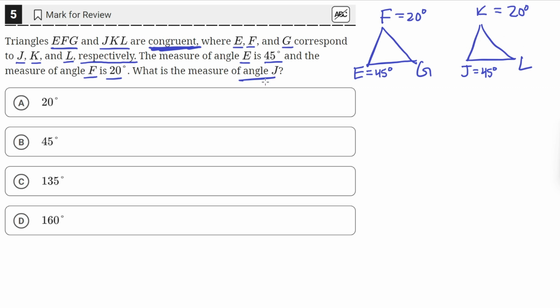So we need to find the measure of angle J. And we're told that angle E corresponds to angle J because EFG correspond to JKL. So we know that E is 45 degrees, so that must mean that J is 45 degrees. So the correct answer is B.